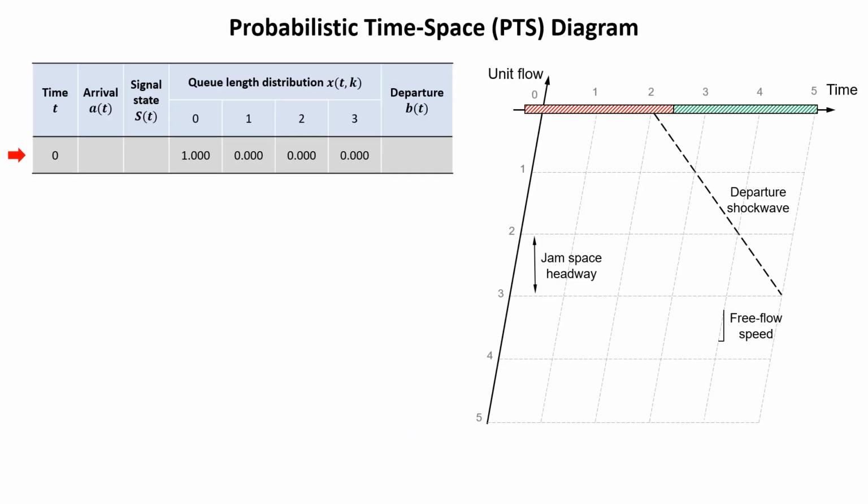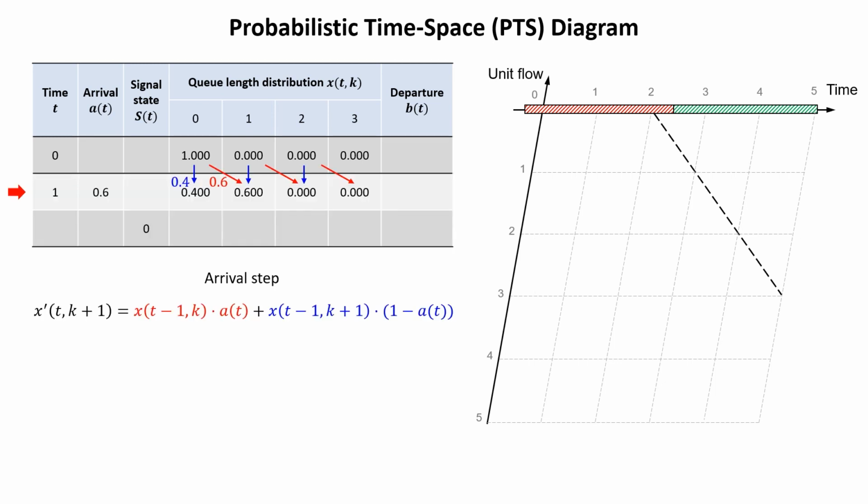To demonstrate the PTS diagram, start with an empty queue at time 0, meaning the probability of the queue length being 0 is 1. On the right side are Newellian coordinates parameterized by jam space headway and free flow speed. Vehicle trajectories can only travel on the edges of the grid.